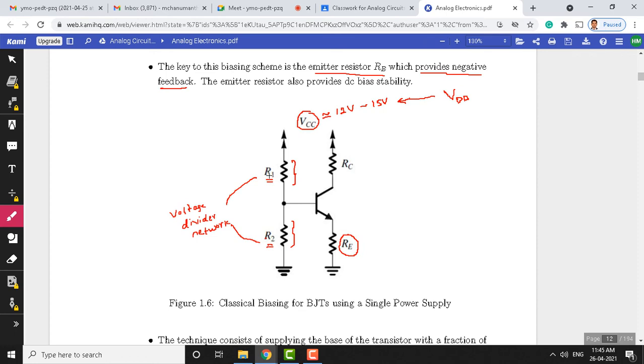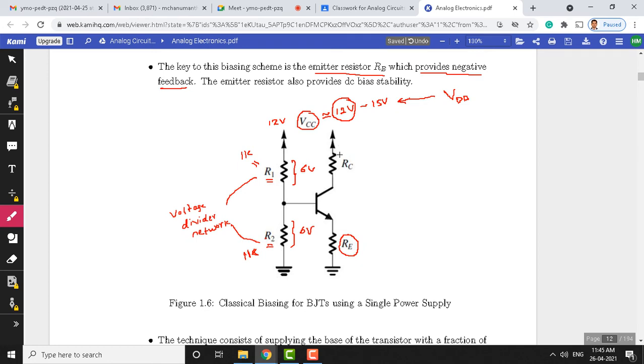Suppose I choose these values as 1k and 1k. What may be the voltage drop? Any guesses? Assume VCC is 12 volts, R1 is 1k, and R2 is 1k. What is the drop across this? Obviously, it must be 6 volts, right? 6 volts here and 6 volts here. This is another branch, right? And the voltage will get divided equally from supply to the ground, right?